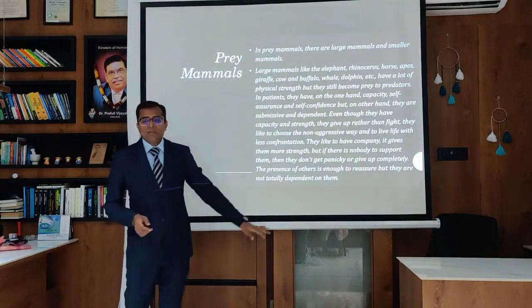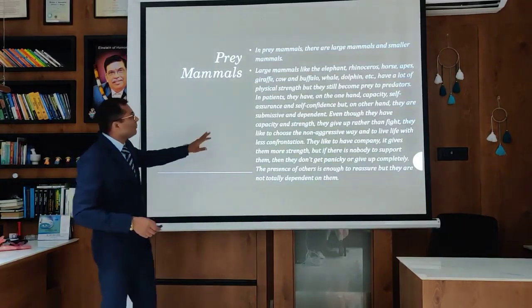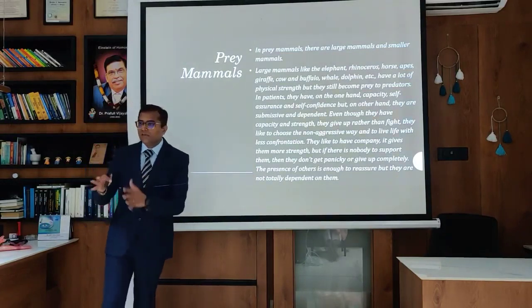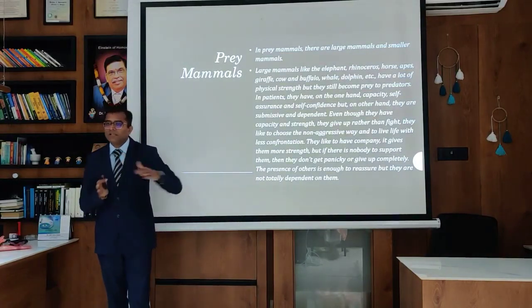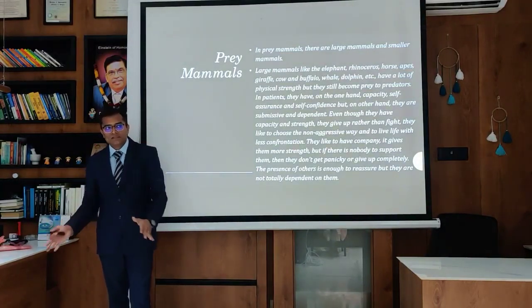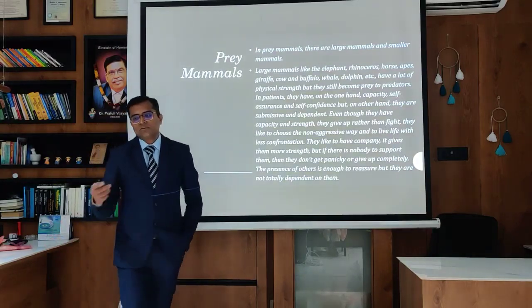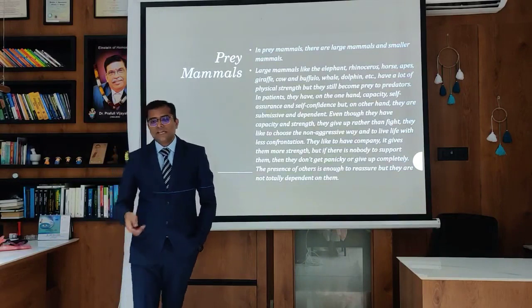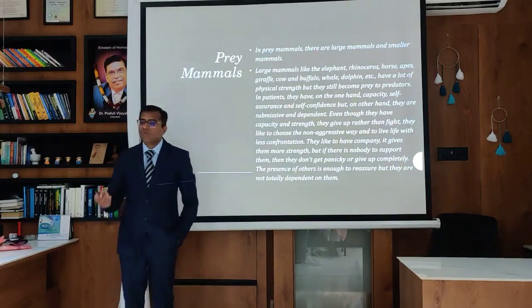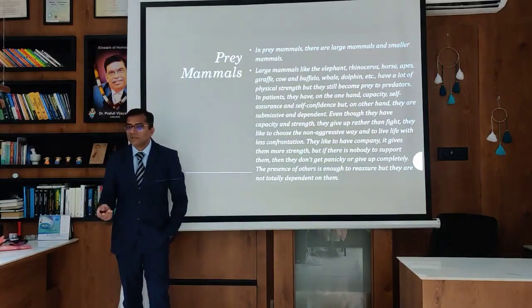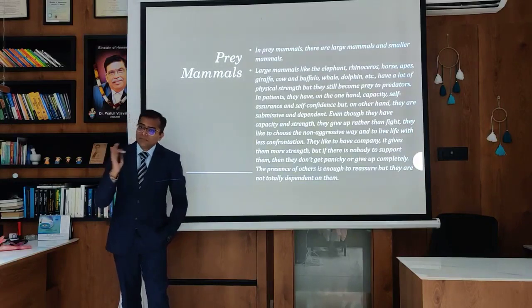Okay. In the prey mammals, there are large mammals and smaller mammals. So there are different kinds of prey mammals. Some are large in body and some are small in body. So large mammals are elephant, rhinoceros, horse, apes, giraffe, cow, buffalo and whales and dolphin. These are the animals which are being preyed upon by others, you know.